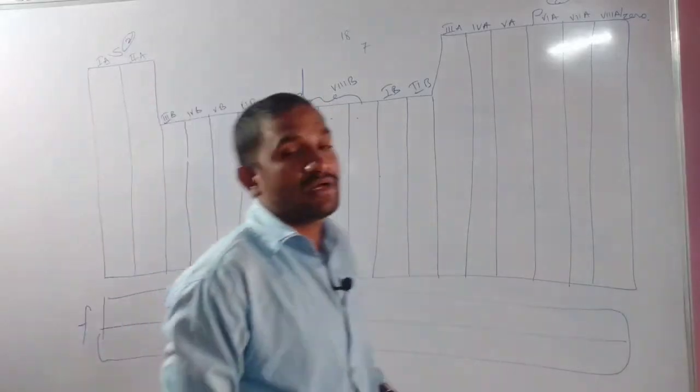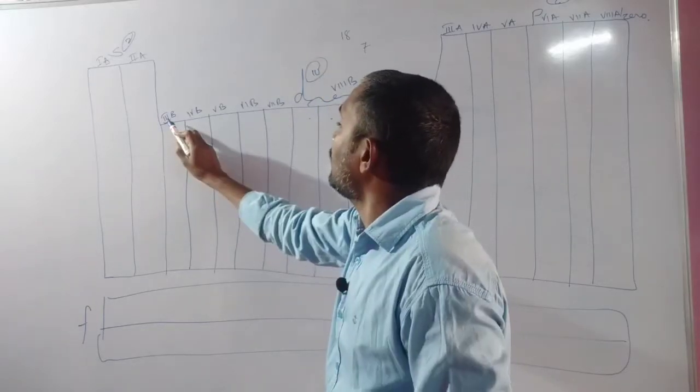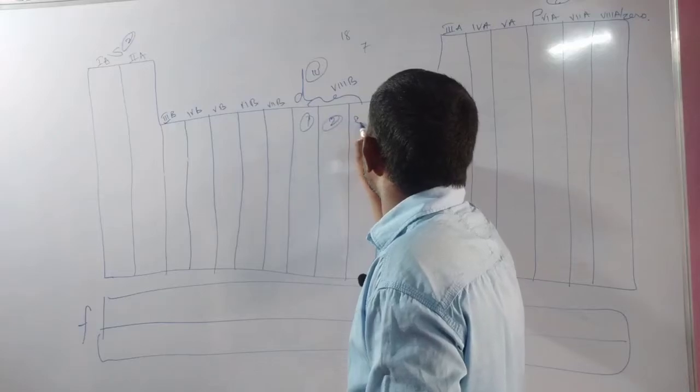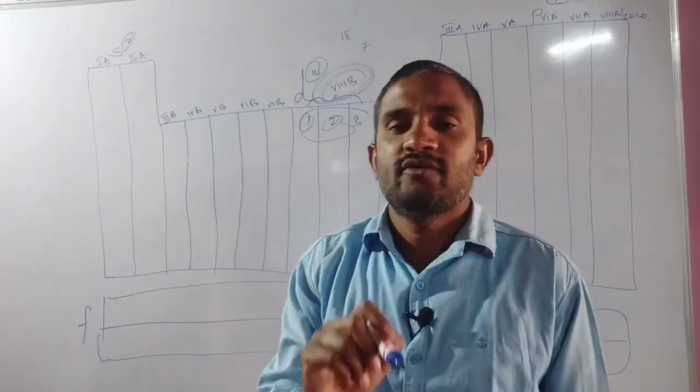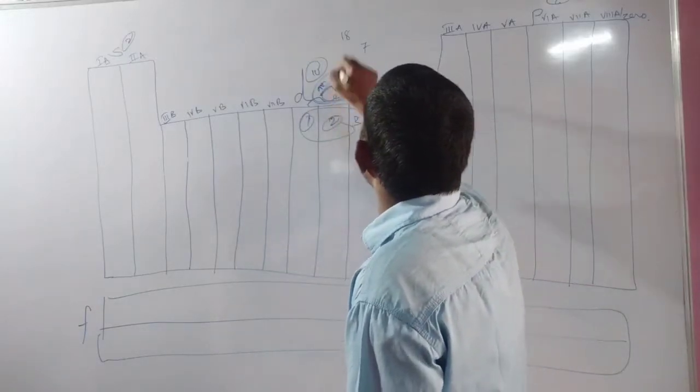How many groups are there? 10 groups are there. Just we discussed, 10 groups are there. Third, fourth, fifth, sixth, seventh. Here these 3, 1, 2, 3 together we have to consider as an eighth B. That we have to consider as what? Eighth B, that we have to try to remember.